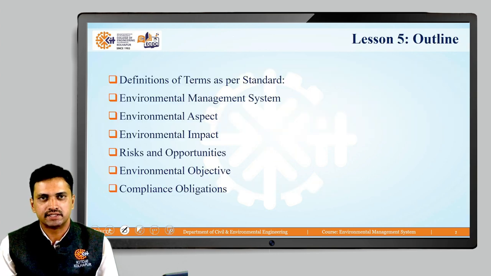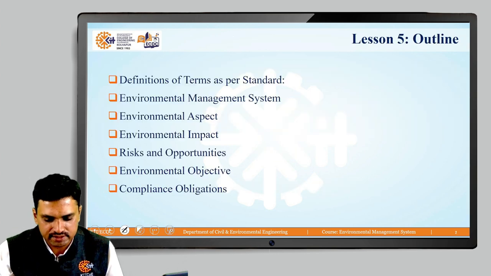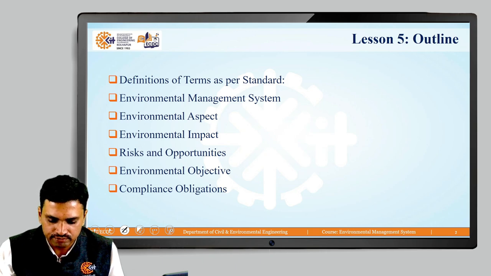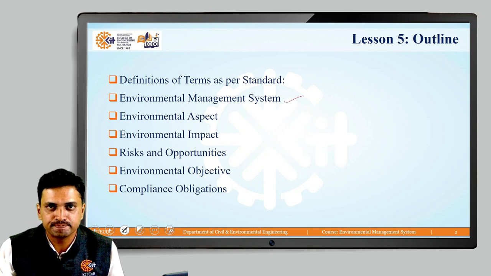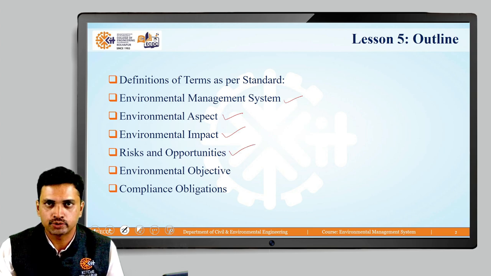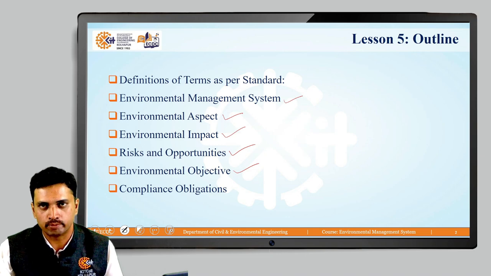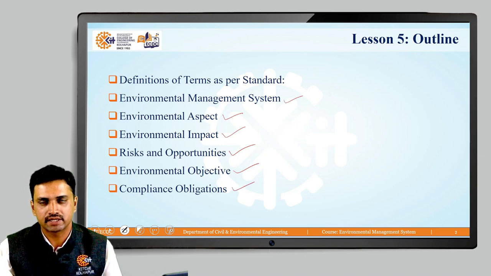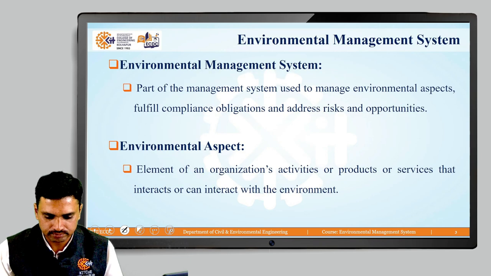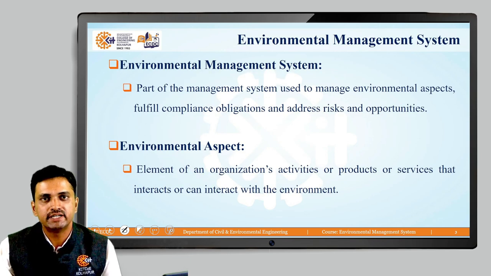In this lesson, we are going to cover these definitions. The first one is Environmental Management System, then its environmental aspect, environmental impact, risk and opportunities, environmental objectives, and compliance obligations. Now, let's discuss these terms one by one. Environmental Management System.